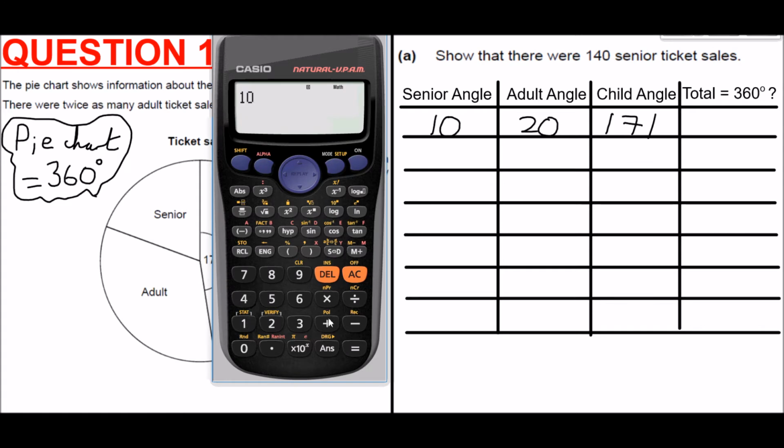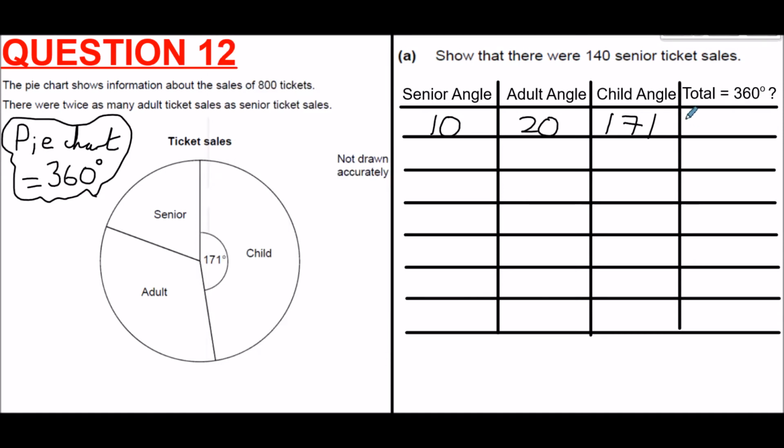10 plus 20 plus 171, 201. So 201, that's too low. So no, we need to make it higher. So let's try something a bit bigger for the senior ticket angle. Maybe the seniors was 40 degrees. That would make the adult angle double that. Double 40 is 80. And again, as ever, the child angle is 171.